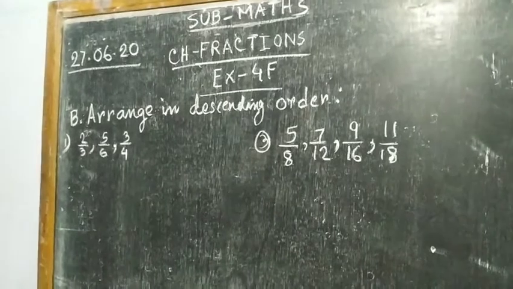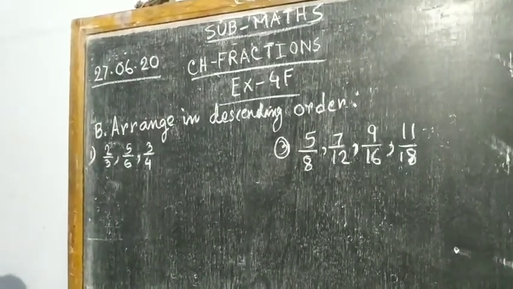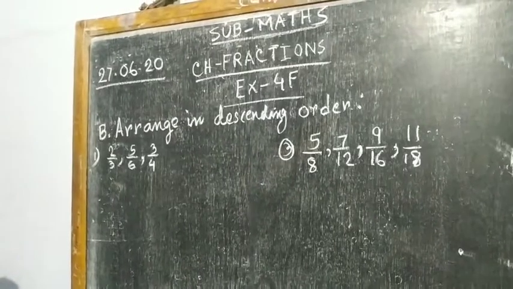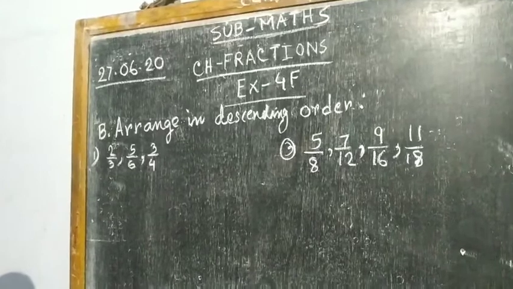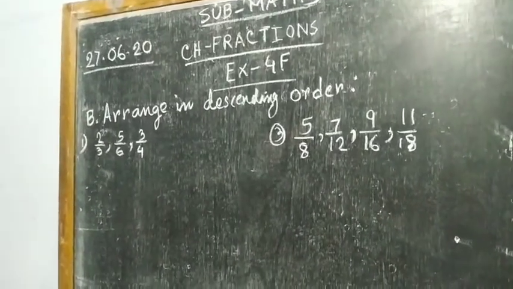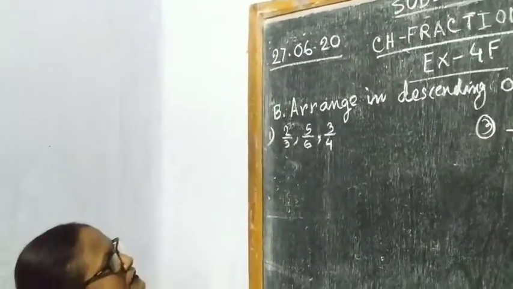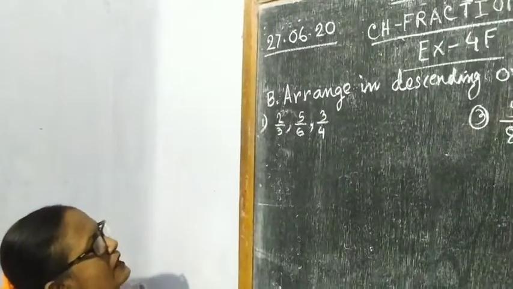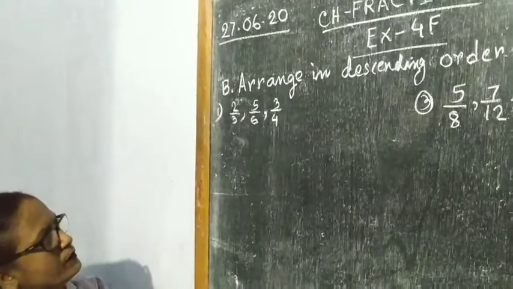Now, what is descending order? Descending order means bigger to smaller, and ascending order means smaller to bigger. So now you have to arrange, exercise 4F, sum number B, arrange in descending order. Sum number 1, the fractions are 2 by 3, 5 by 6 and 3 by 4.